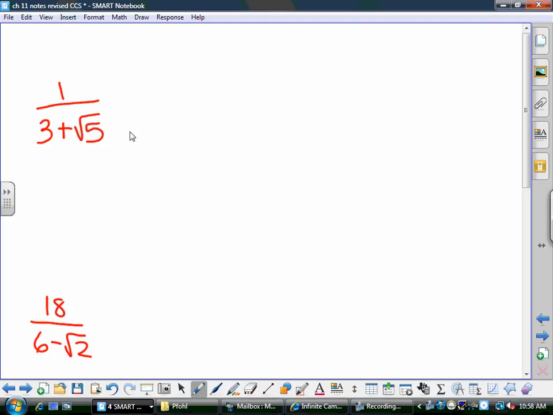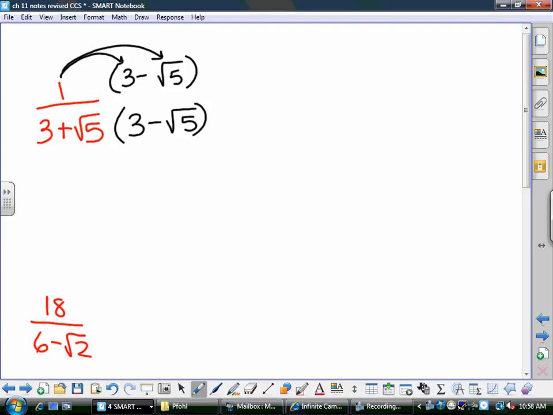And the conjugate is when you use the same numbers, a 3 and a square root of 5, but instead of a plus in between them, it's going to be a minus. So 3 minus square root of 5, 3 minus square root of 5. The top only has a 1 thing, so that 1 gets multiplied to both parts. So it stays the same.